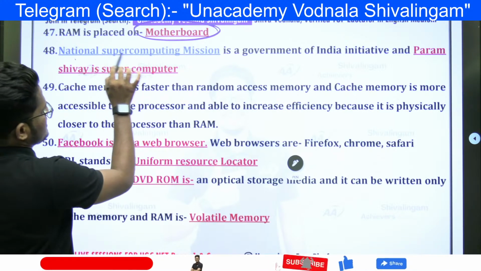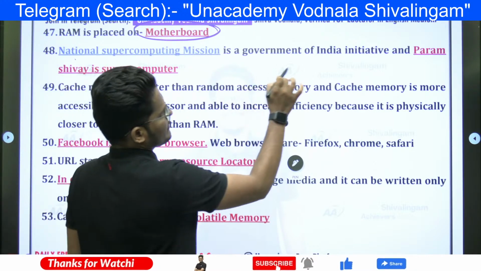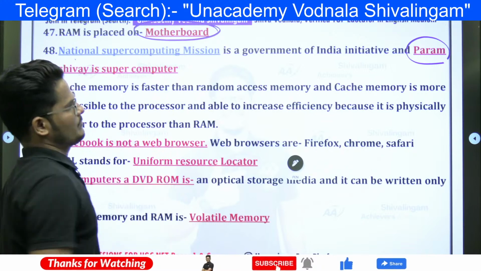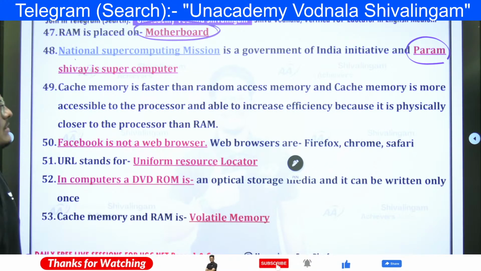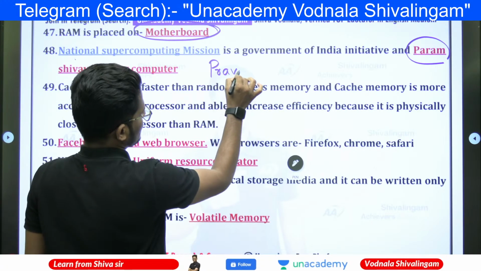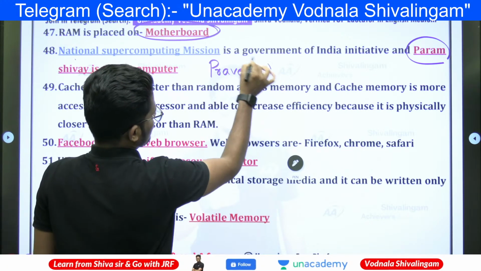And the National Supercomputing Mission is a Government of India initiative, which includes the Param Shivay supercomputer. Even Param Pravega is also there, in India.